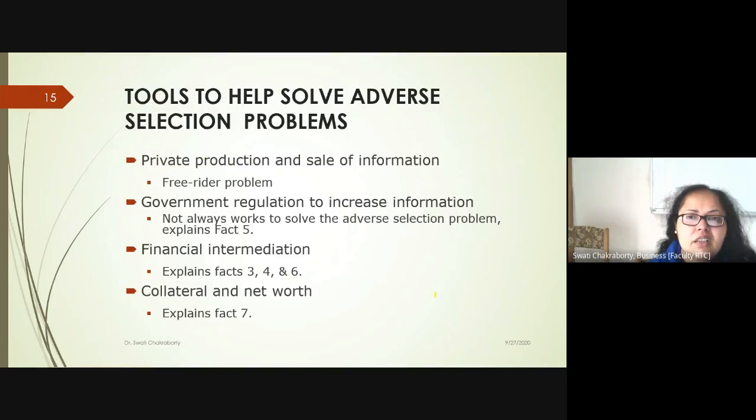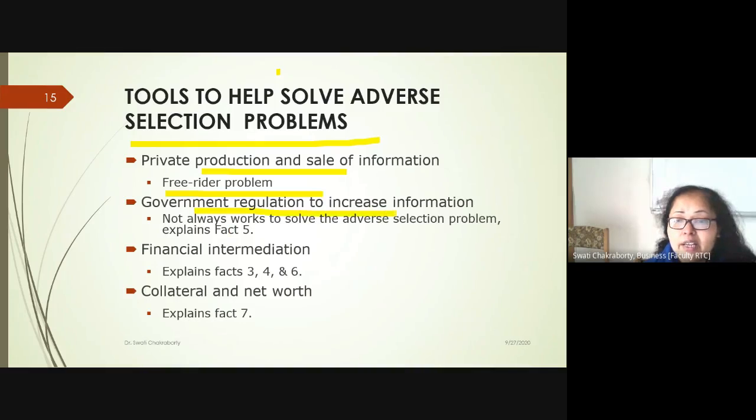Okay. So, tools to help solve the adverse selection problem. First comes private production and sale of information, which would help in solving the free rider problem. Then government regulation to increase information. Not always, but it works to solve the adverse selection problem, which explains fact 5, that the financial system is among the most heavily regulated sectors of the economy. So government regulation does help, not always, but it helps.